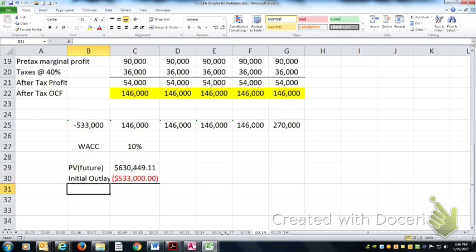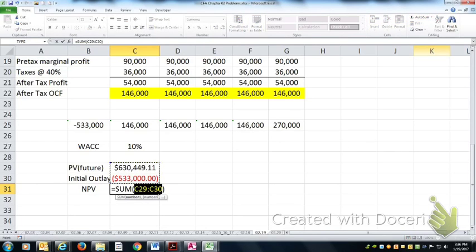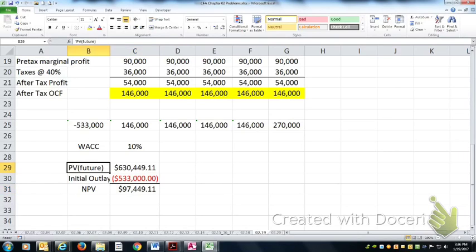So my NPV would be the sum of those two numbers, all right? Or the value of the future cash flows, net of the value of the initial outlays. And the answer is $97,449. We don't usually show pennies on here, so to make it look nice, there's my answer. Those are typical test questions.